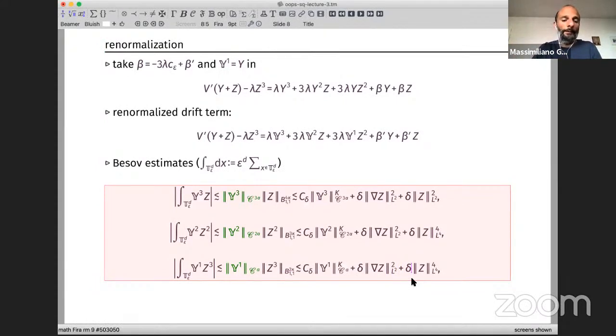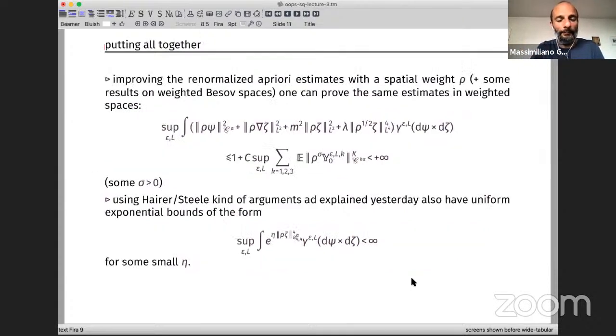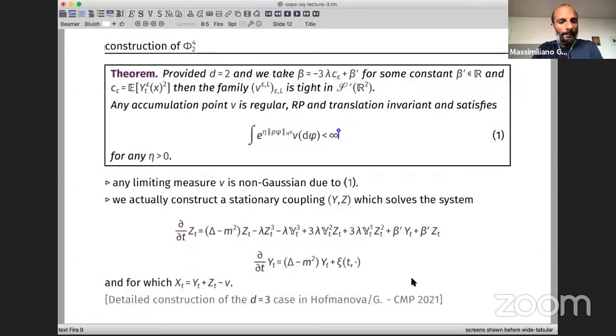And of course the setting up of Besov spaces in the lattice, and the fact that somehow weighted spaces work well. But these are not specific to our problem. It's just a generic property of Besov spaces and weighted Besov spaces.